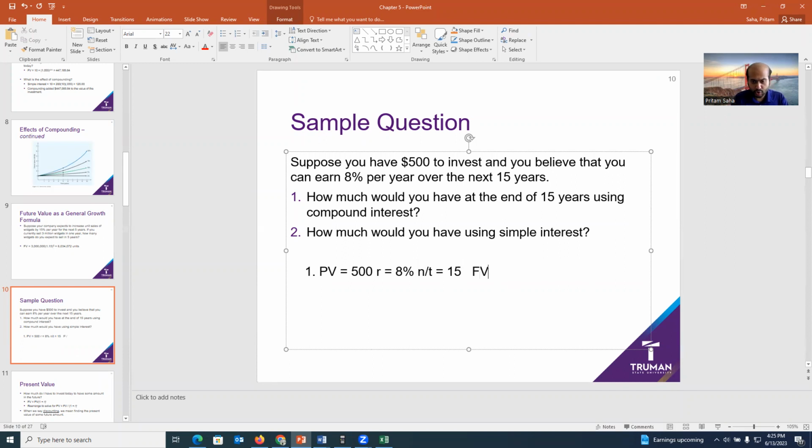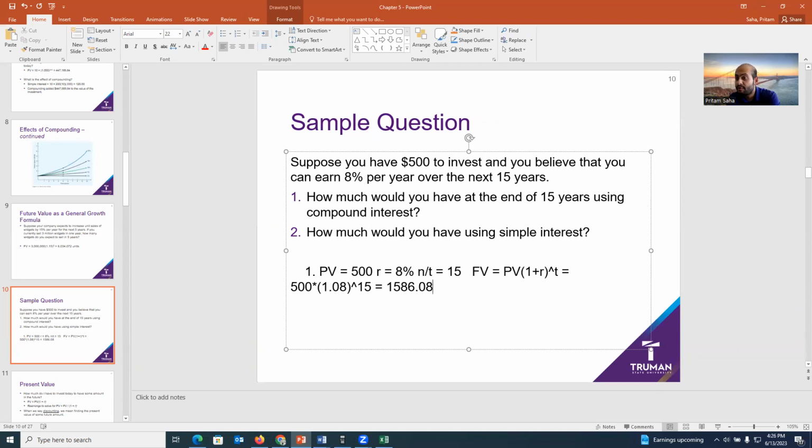So future value is a function of present value multiplied by (1 plus R) to the power T. Now plug in the values. Present value is 500 times 1.08, 8% the rate, to the power 15. You can solve the formula in a regular calculator. I think the value should be 1586.